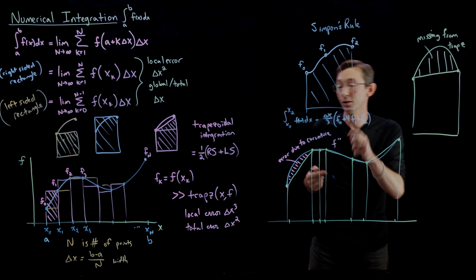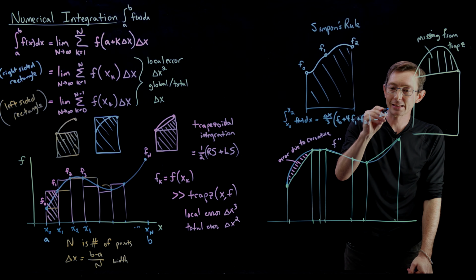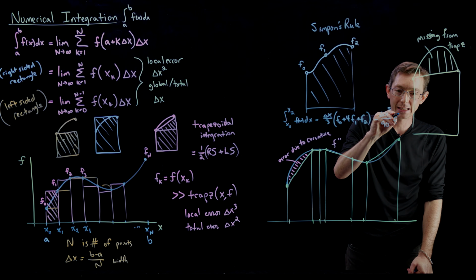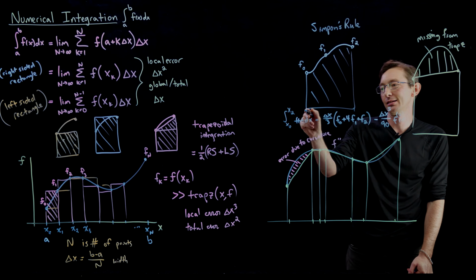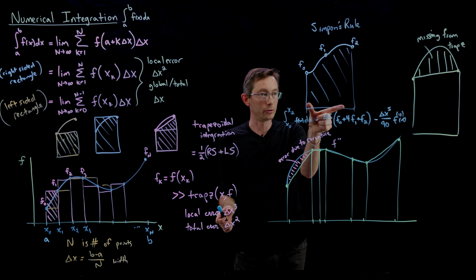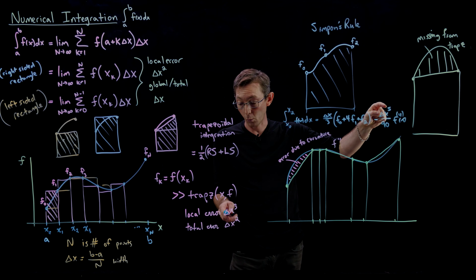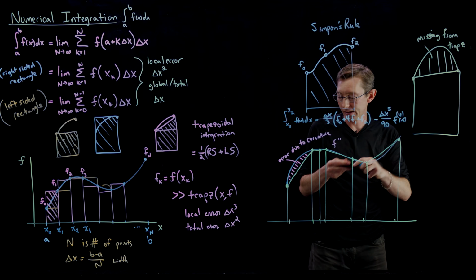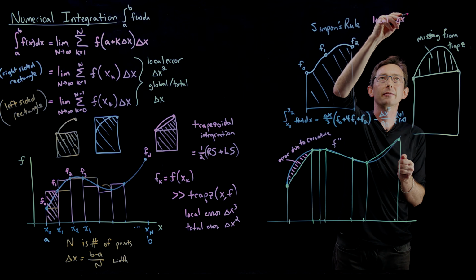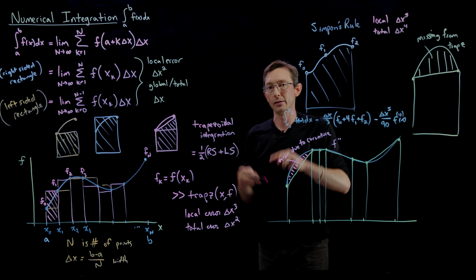This is some weird combination that you would get from Taylor series expansion, presumably, minus delta x to the fifth over 90 times the max fourth derivative of f in this region. So this is really good, actually. Locally, at every little local width rectangle here, this has delta x to the fifth local error. It's way better than either of these. So this local error of delta x to the fifth means it has a total error of delta x to the fourth. So it blows both of these out of the water.